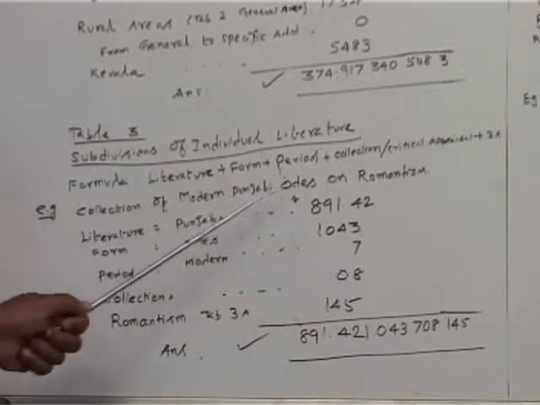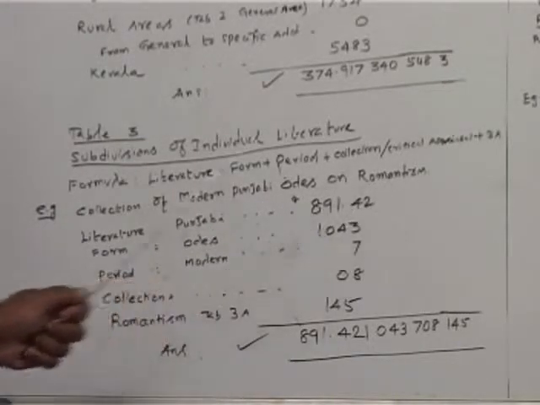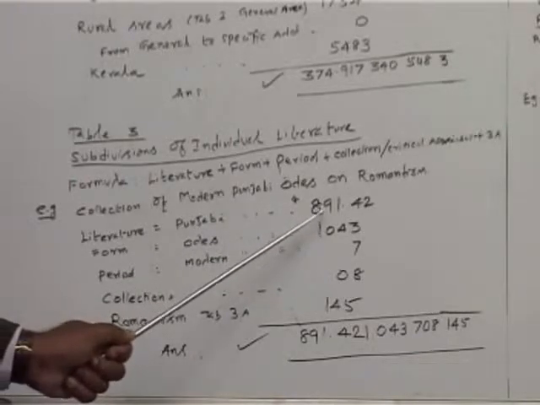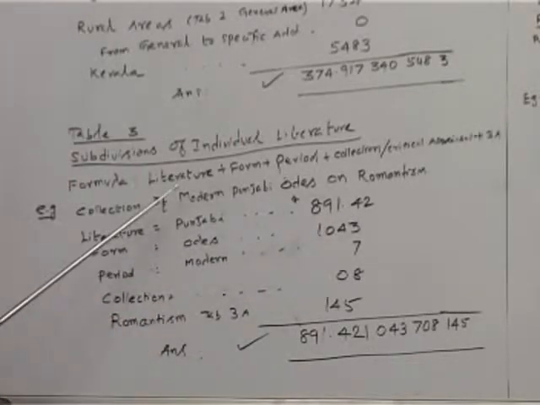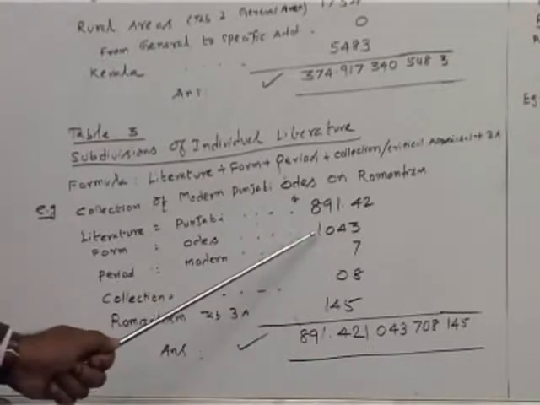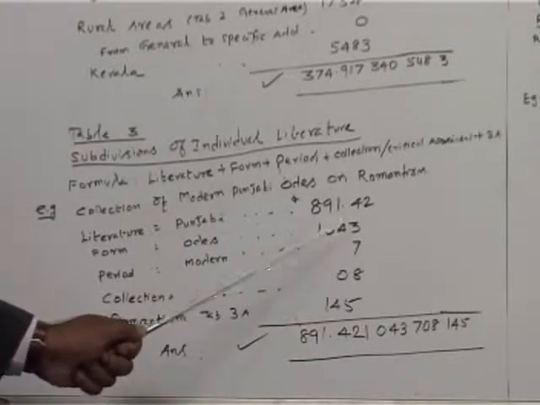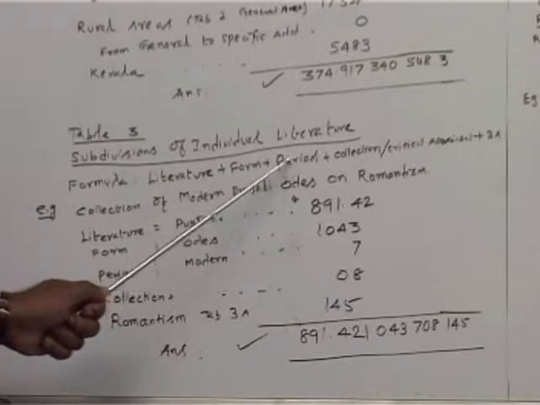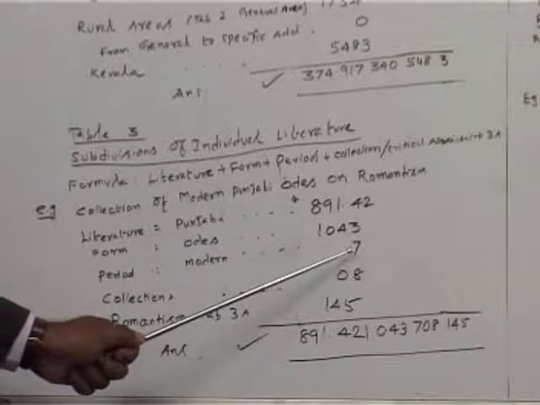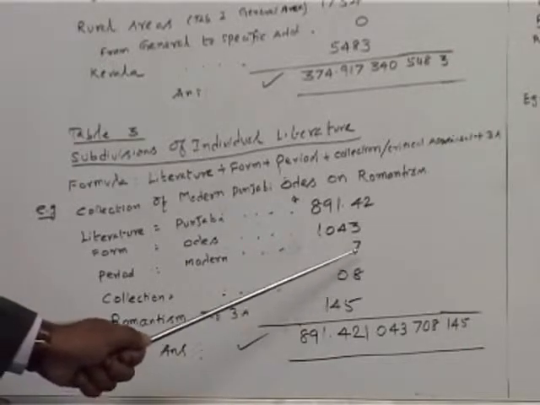Collection of modern Punjabi arts on romanticism. Here, according to the formula, the literature is Punjabi. The Punjabi literature number is 891.42. Then the next form to be added. Form is nothing but arts. Arts is to be taken from table 3, 1043. Then the period to be added. It is available in the schedule. Period modern is 7. 1940 and onwards, you may see there in the period table the number 7.